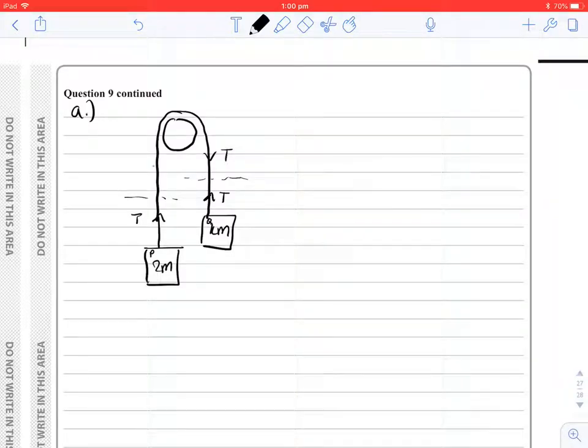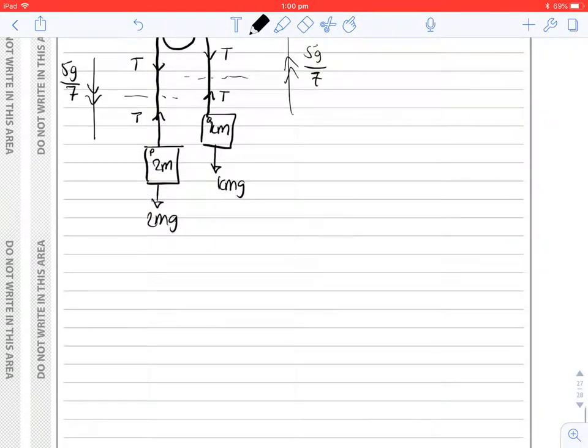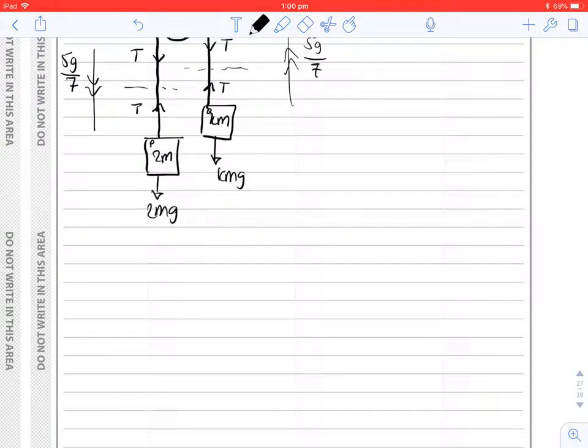We've got tension going upwards here and here. We know that the acceleration will be going down and be 5g over 7, and we know here the acceleration is going upwards and will be 5g over 7. And there's a force coming down here of km lots of gravity, and a force coming down here of 2m lots of gravity. So if we want to find the tension in the string in terms of m and g, what we use is our force is equal to mass times acceleration formula.